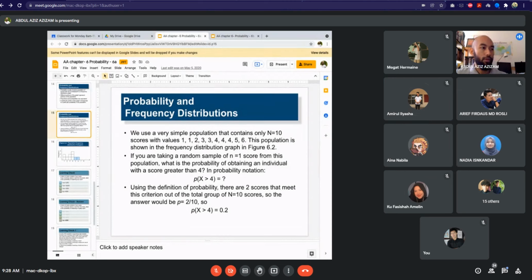Good. So, untuk kita dapatkan greater than 4, 5 dan 6 saja. Kita ada 2 saja kan. Yang greater than 4 itu 5 and 6. So, kita bahagi saja lah. Dan kita dapat 0.2.